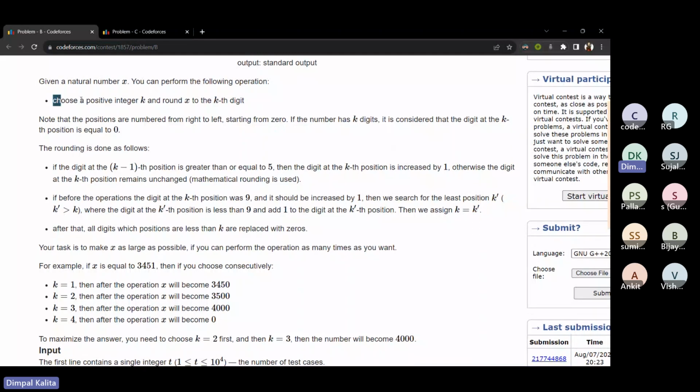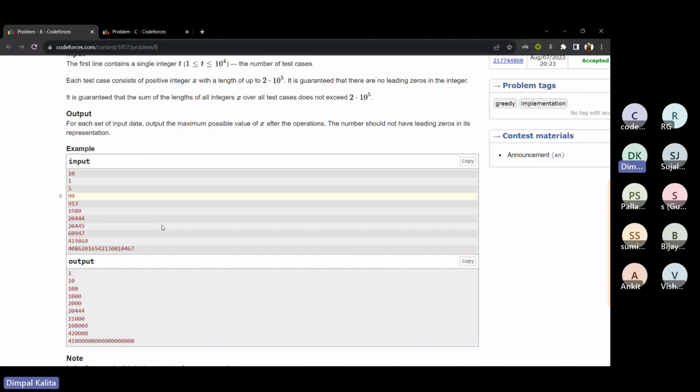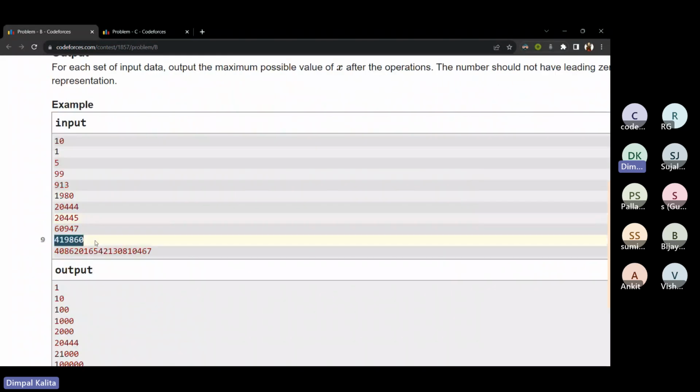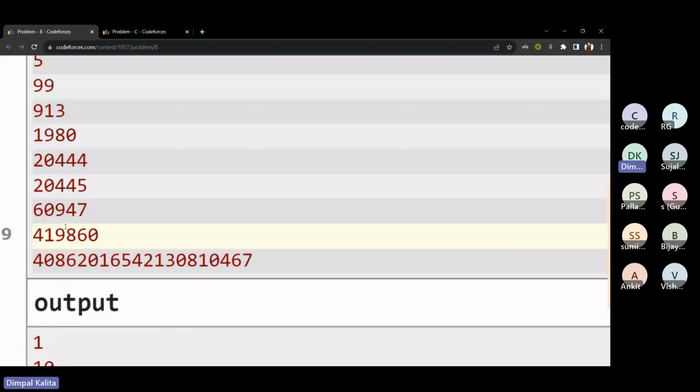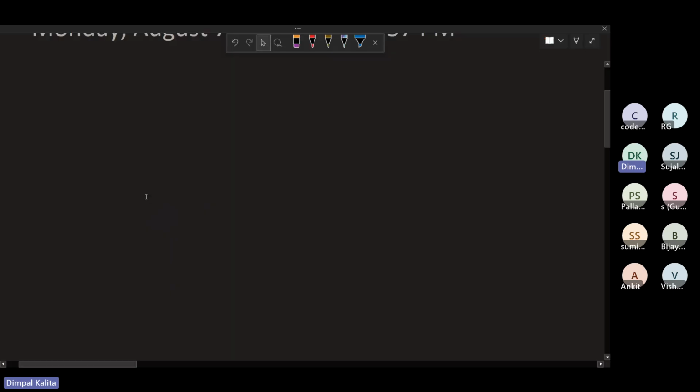We have to choose a positive integer k and round x to the kth digit. Okay, let's see this example. If we choose this 6, round up, you know the basic rules of rounding up. If it is greater than or equal to 5, we have to round it up to 0 and add 1 to its previous digit.